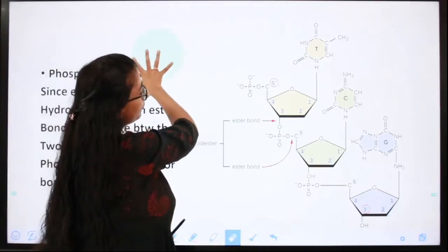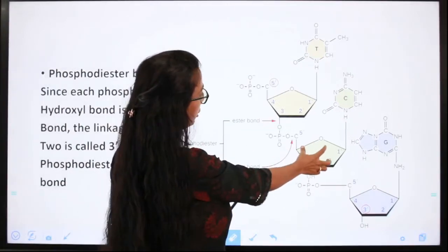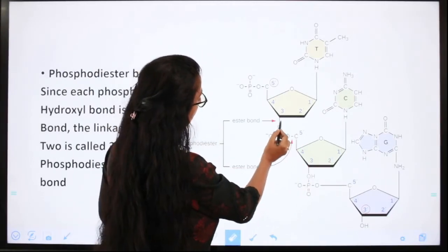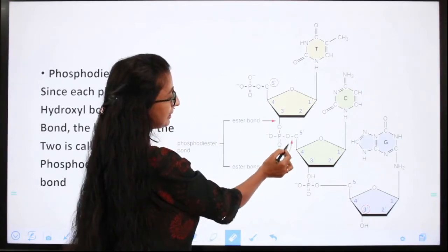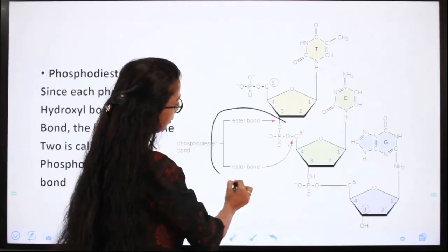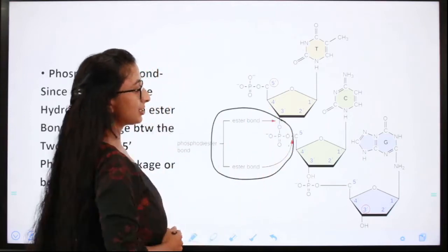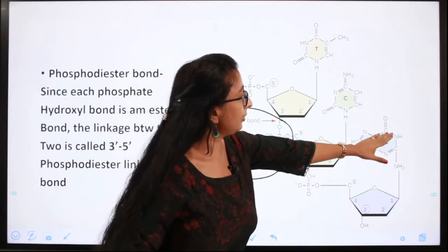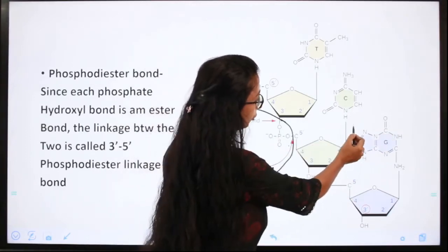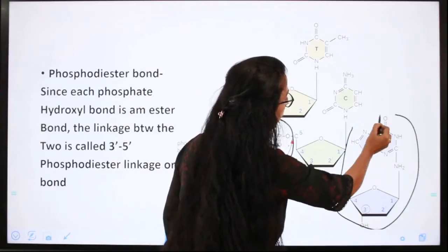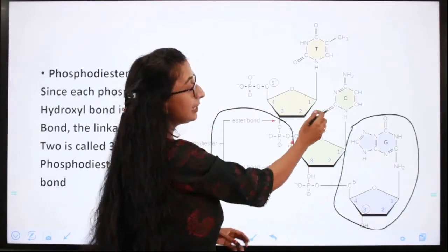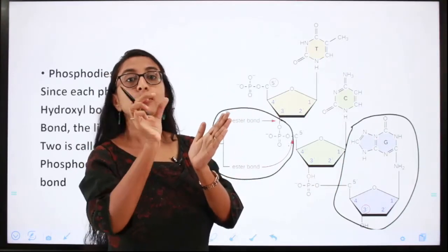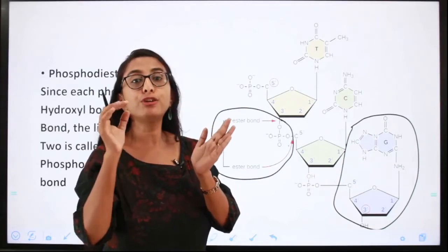See, you can see here, this is the pentose sugar, this is the phosphodiester bond. So this is one ester bond and this is the other ester bond, and this complete bond is called the phosphodiester bond. Here we have one pentose sugar connected to one nitrogenous base. So this is one nucleotide, and this is the second nucleotide. One nucleotide is connected to the next nucleotide through phosphorus by a phosphodiester bond.